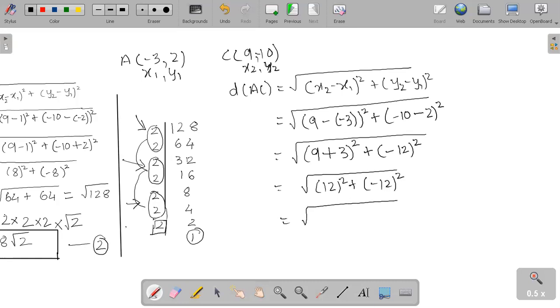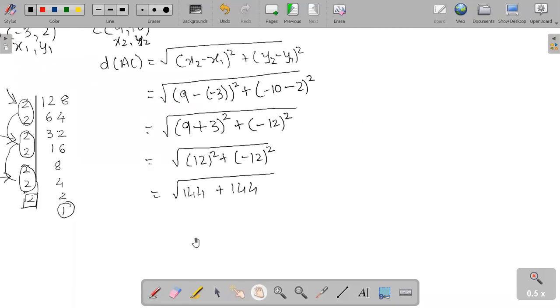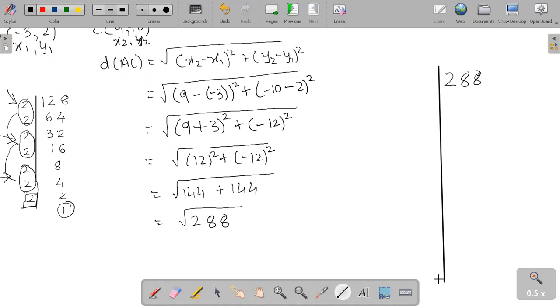So what is the square of 12? 144. And square of minus 12? 144. What is 144 plus 144? 288. Correct, 288. Now we need to reduce this. So we'll use the same method that we used in our previous sum to reduce it. So I'll write here 288. And as you see, 288 is divisible by 2. So we'll keep dividing it by 2.